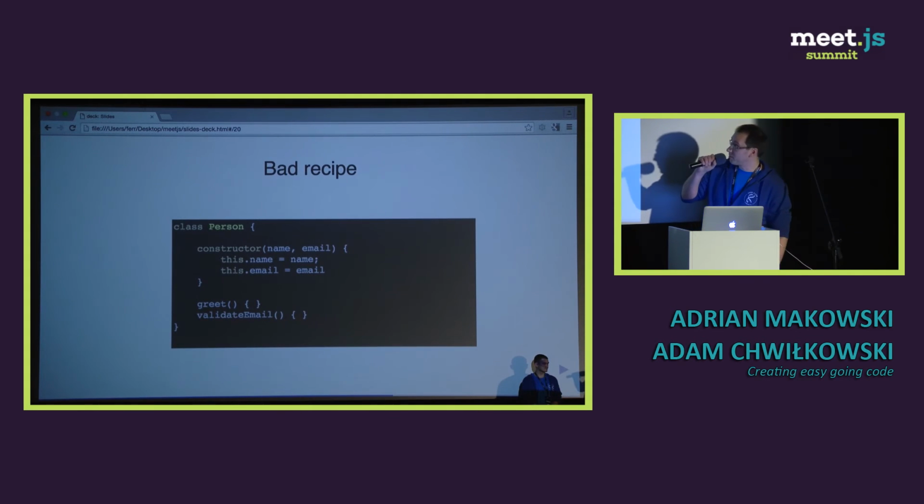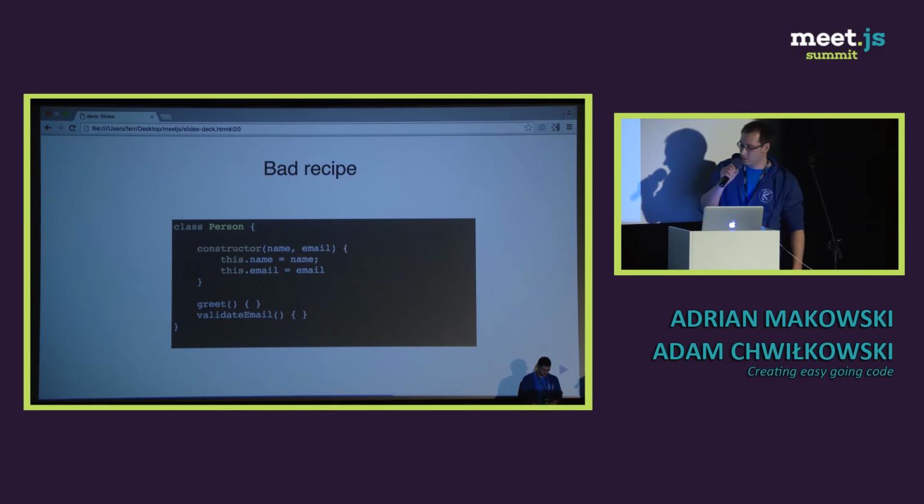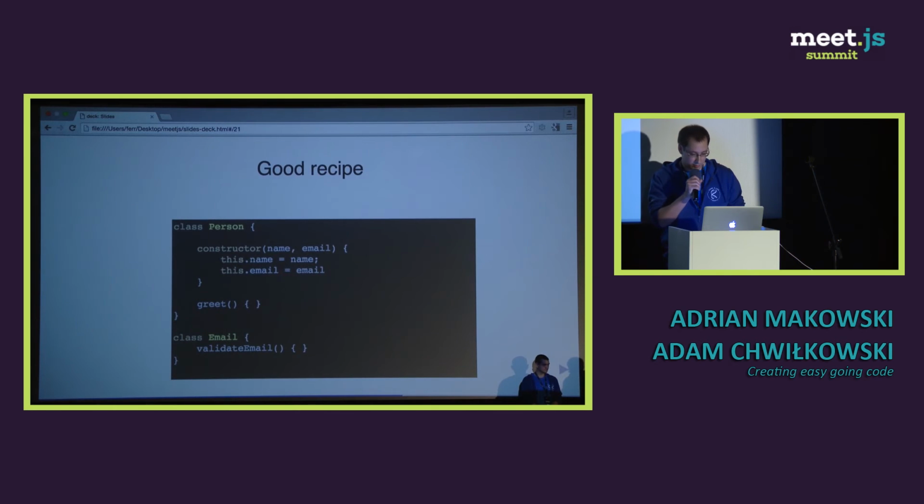Let's take a look at an example. There are 3 functions in this class Person, but let's focus on the last 2. The validate email function doesn't belong here, because you can validate your emails in many places of your system, but it doesn't have to be necessarily related to the Person class.